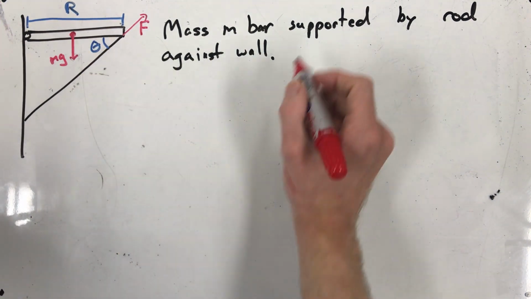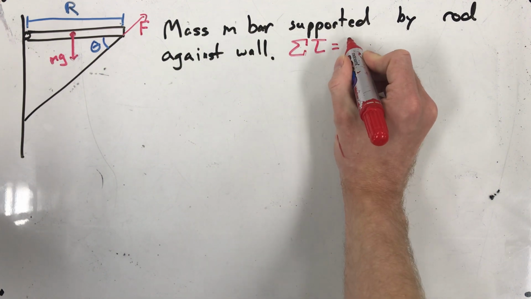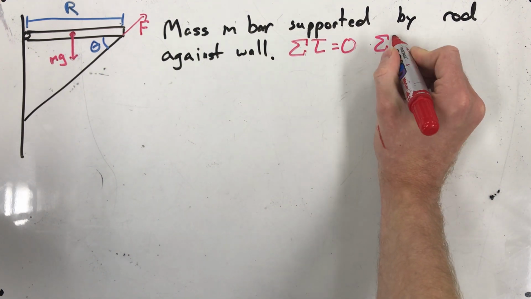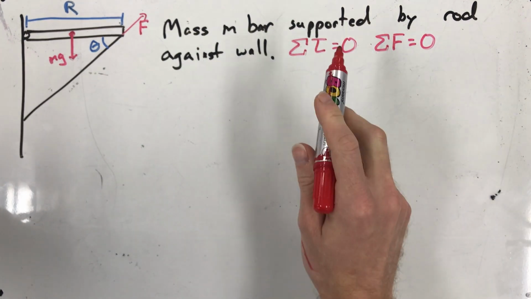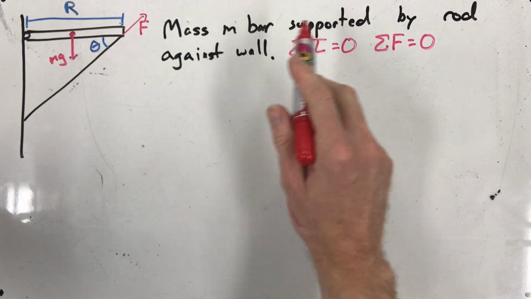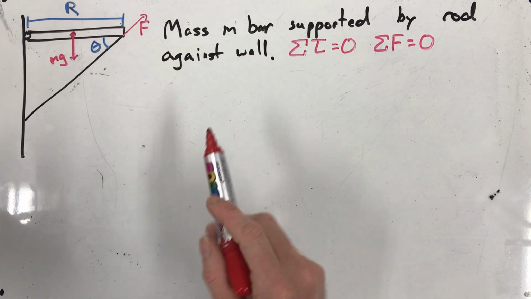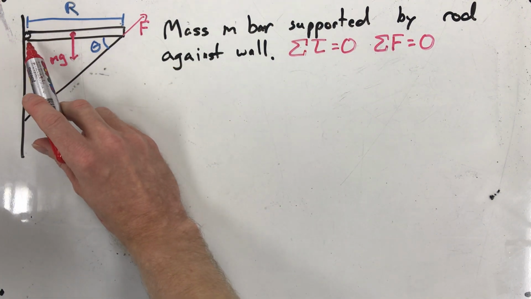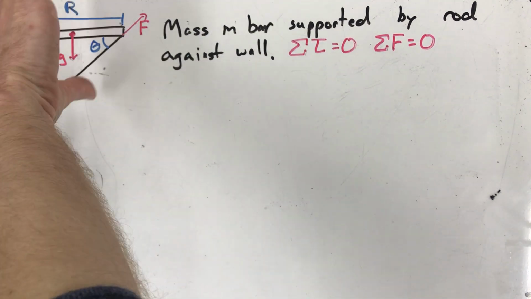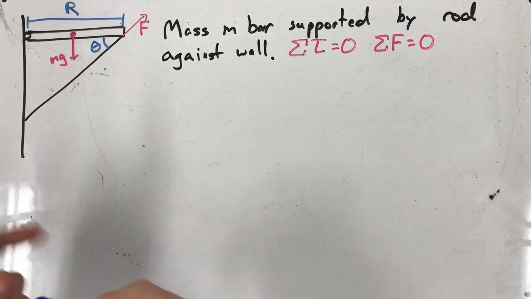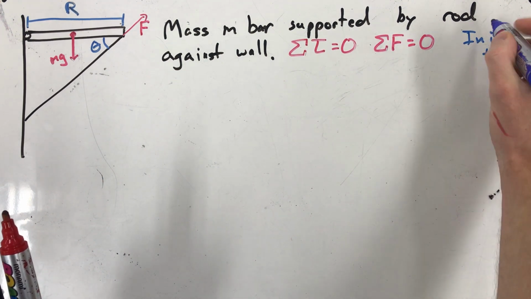Now, if this thing is at rest, there's actually two conditions that are satisfied. The net torque on it is equal to 0, and the net force on it has to be equal to 0. And we can use both of these. So let's go ahead and start off trying to make use of this fact that the net torque on this rod has to be 0. So I'm going to take this point as our axis of rotation, and I'm going to call into the page as positive. Maybe make a note of that over here. In is positive.